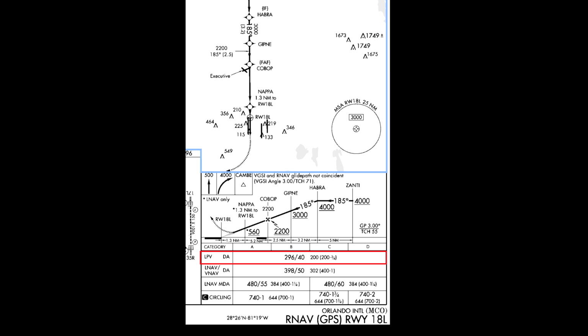Just as an example, can you brief an approach down to LPV minimums? 296 is what you're going down to. You're going down with the glide slope, with the glide path on your CDI, and when you hit 296, you're either going to see the runway, or you're not, and you're going to go missed approach. And the 40? The 40 is the required visibility to even start the approach. If you don't have that 40 at least, you can't even start the approach. You're illegal to do it.